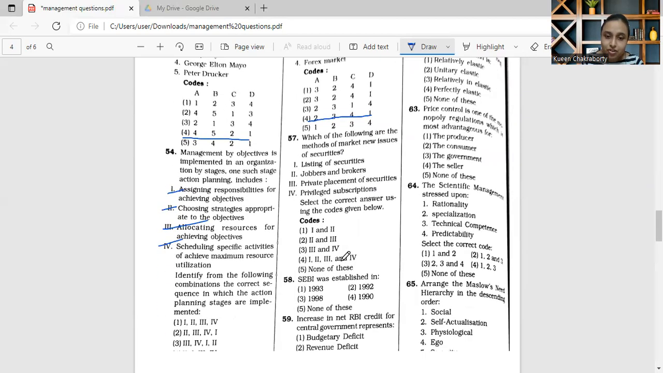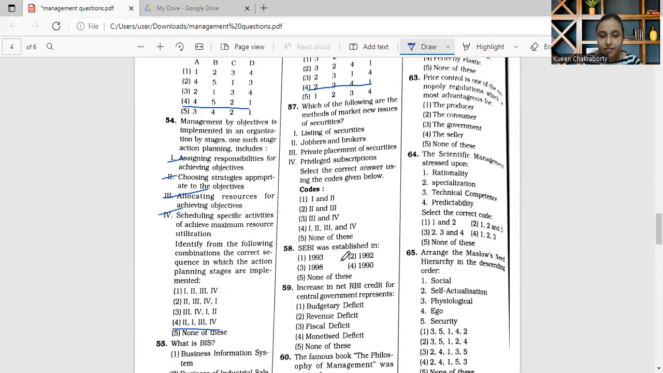Next, moving on to question number 57. 57 is also a coding one, which has got a lot of codes and series. So let's move on. Which of the following are methods of market new issues of security? Listing of securities, jobbers and brokers, private placement of securities, privileged subscriptions. So these are the 4 options that we have. So accordingly, it says, which of the following are the methods of market new issues of security?